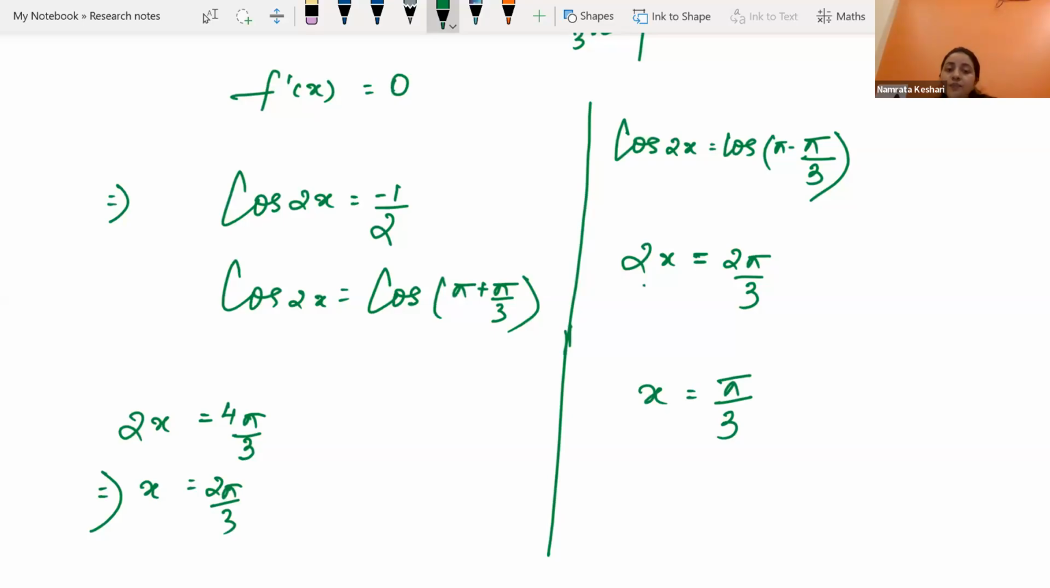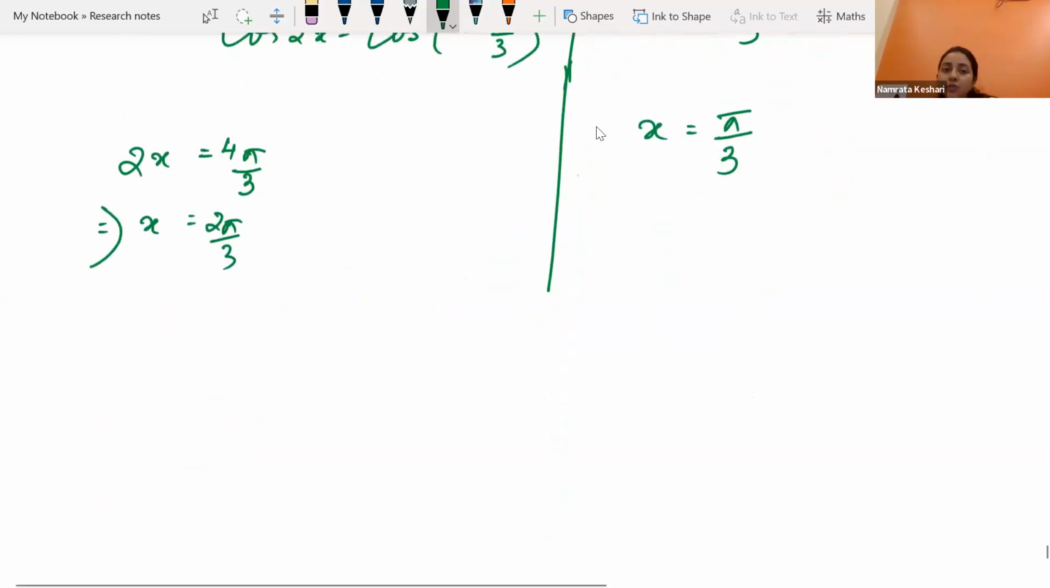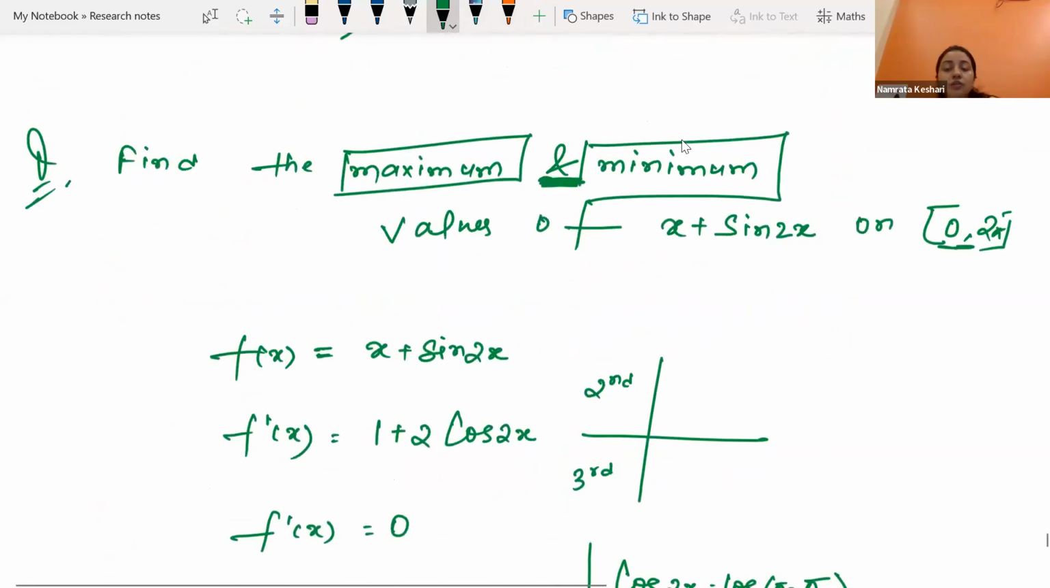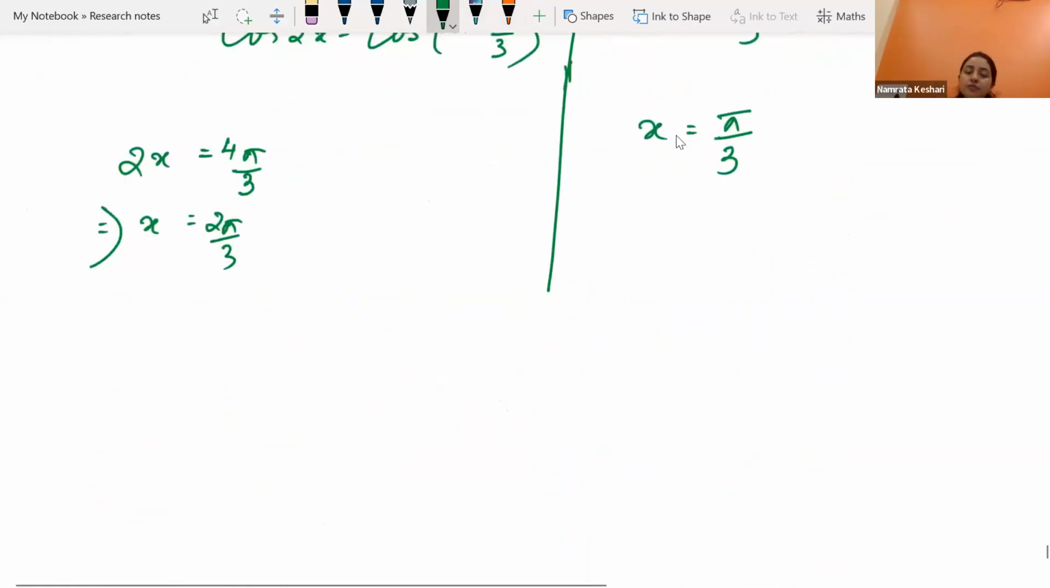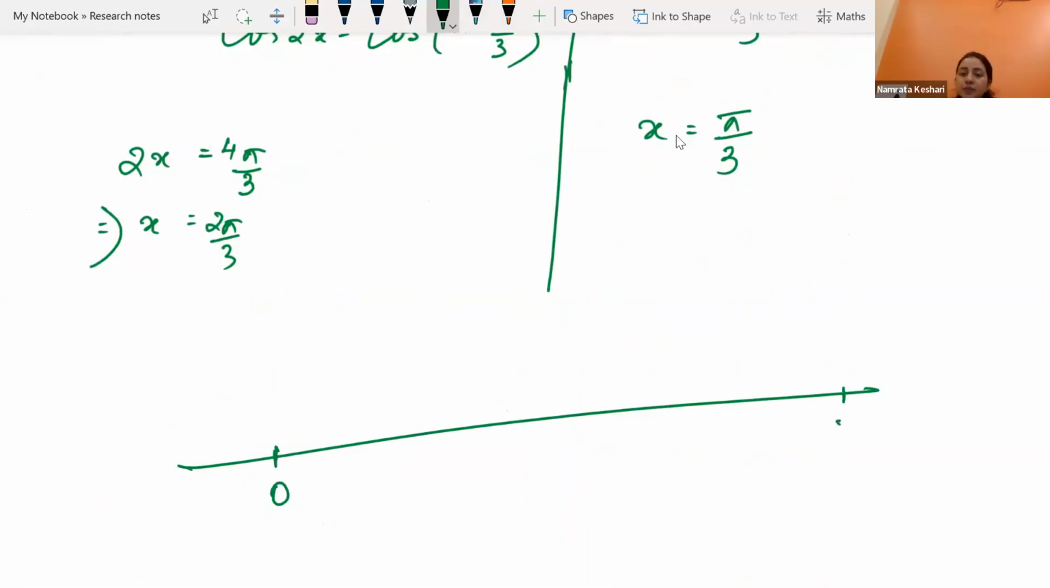Completely perfect. Whatever we have found, keeping in mind 2x was there, carefully we did everything. Now what was the interval? The interval was 0 to 2 pi. For x the interval was 0 to 2 pi. In this 0 to 2 pi we found one value as pi by 3 and another we found 2 pi by 3. Are we done? No.